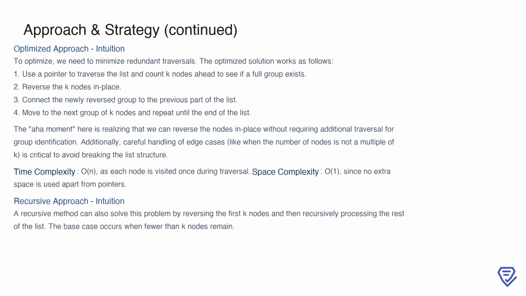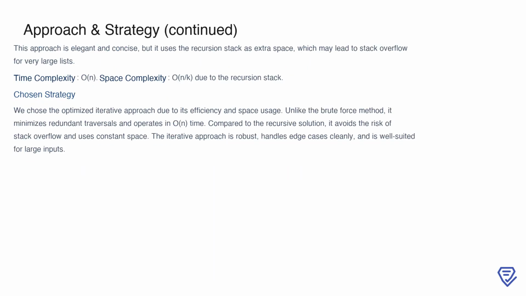An alternative to this iterative approach is the recursive solution. In this method, we reverse the first k nodes and then recursively process the remainder of the list, with the base case occurring when fewer than k nodes are left. The recursive approach offers an elegant and concise way to solve the problem.